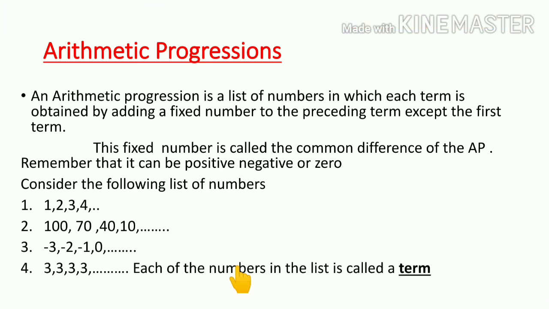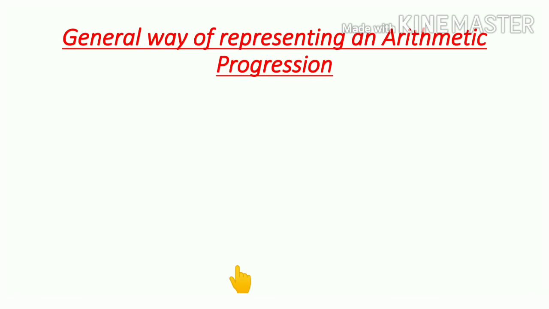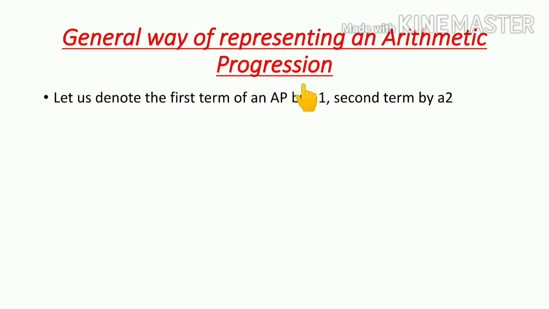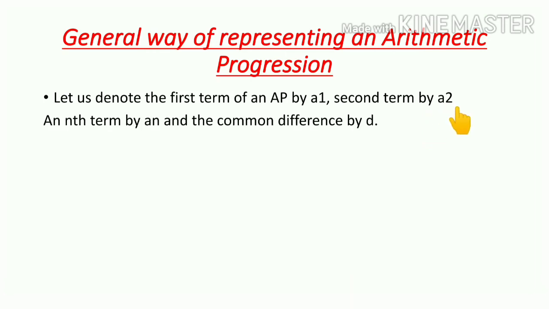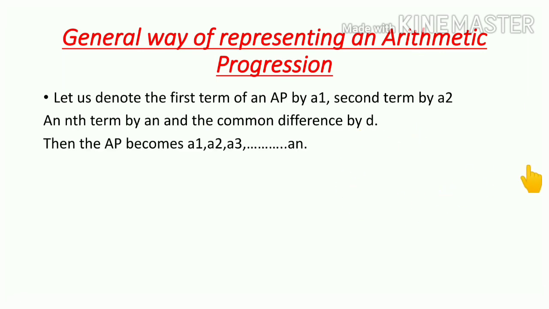So we will see what is the general way of representing an arithmetic progression. Here, let us denote the first term of an AP by A1, the second term by A2, the third term by A3 and so on, and the nth term by AN. And the common difference, of course, will be D. So how to represent the AP? The AP can be written as A1, A2, A3, till AN.